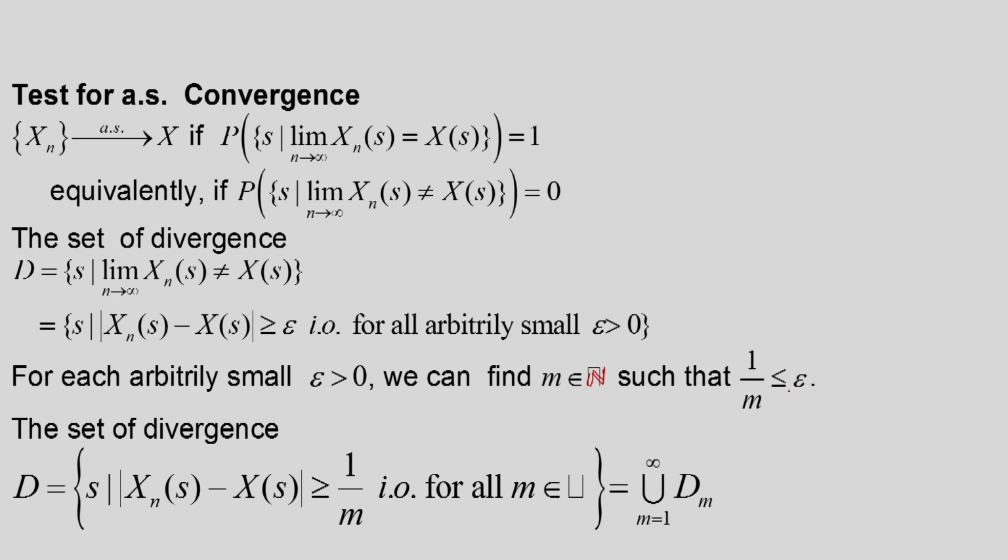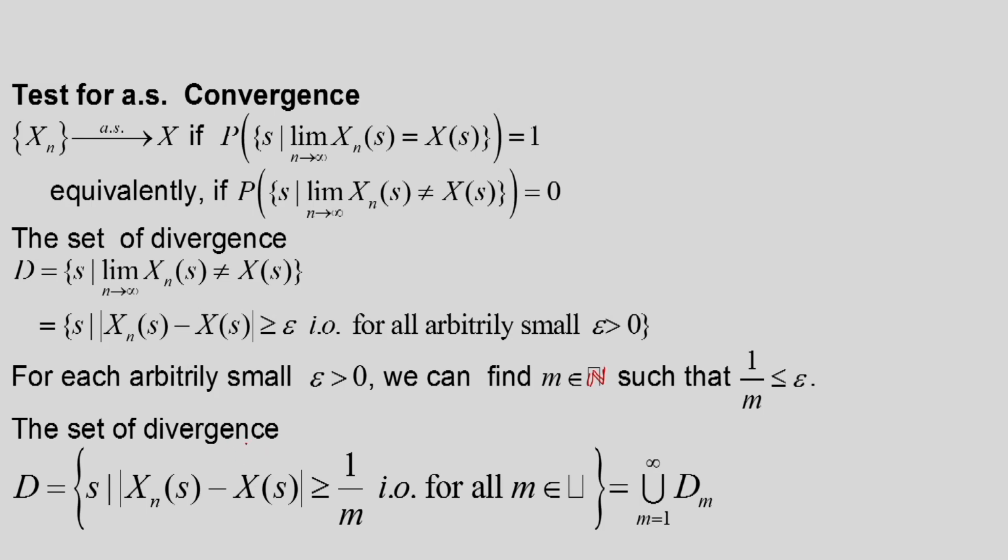So any epsilon you consider, we can get a positive integer m such that 1 by m is less than or equal to epsilon. So we can replace epsilon by 1 by m. What is the idea? Because if it is in terms of m, we can enumerate.